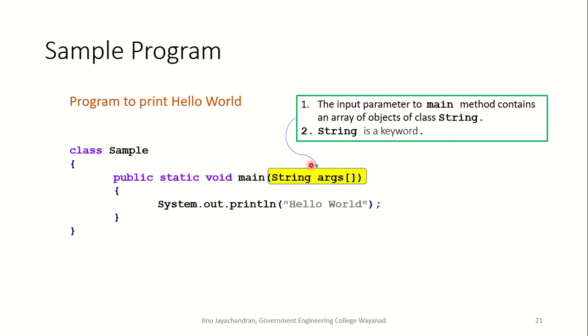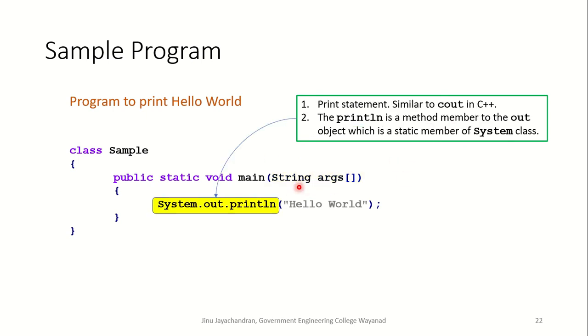String is a keyword here, which is absent in C or C++. In Java they defined a class called String, and String, as the name suggests, lets you type the full character. Basically it's a character array. So you can pass an argument of an array of objects of the class String. That is what is passed here, and this is our print function.